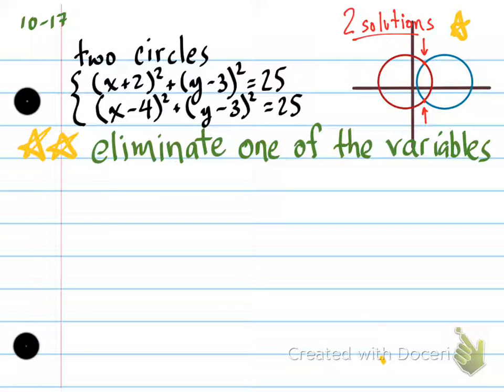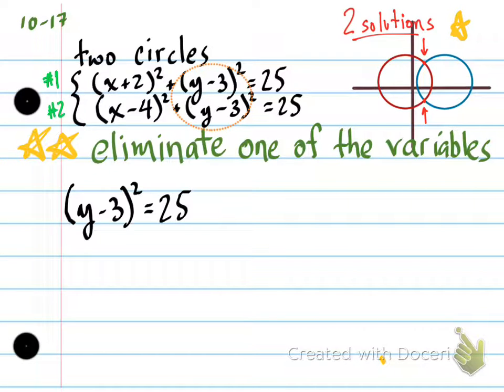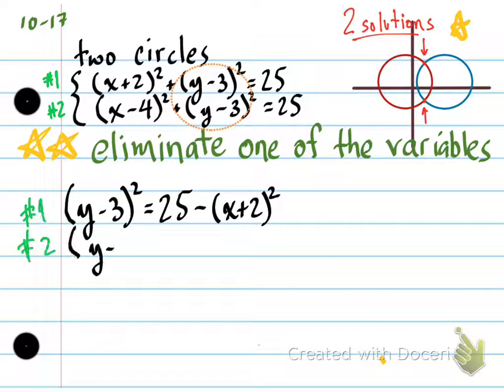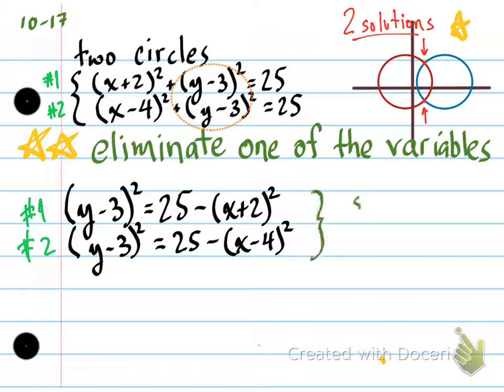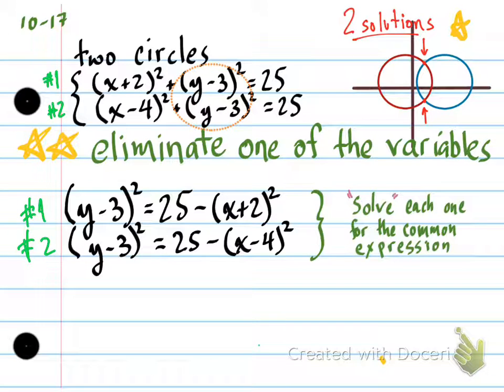There are various ways to do this, but what I would like to focus your attention on is that each of those equations has a common expression. They both have a (y - 3)² in them. That common expression is often a very good place to look for a way to combine the two equations. What we can do is take each of those equations and isolate that common expression. So in a sense, we're solving them for, in this case, (y - 3)². I'm using the word solve just to really mean isolate, okay?